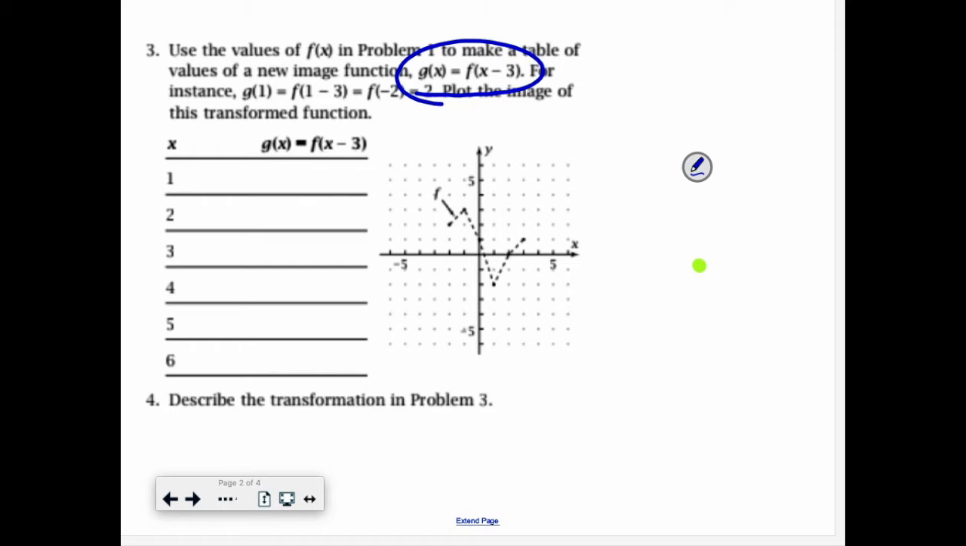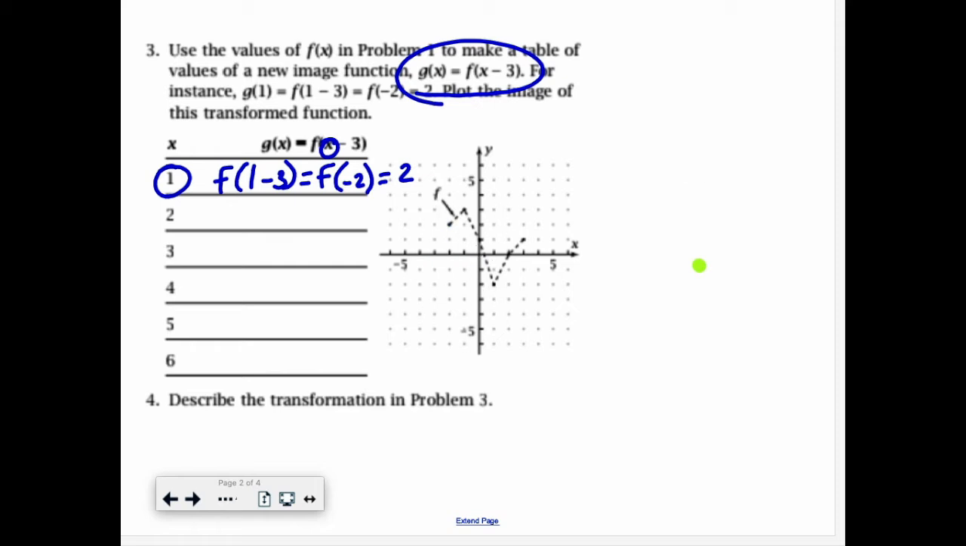For this first one, I'm going to use the 1. I'm going to plug it in for x, and I'm going to find f of some number. Then I'm going to use this graph to find out what f of that number is. So this is going to be f of 1 minus 3. That's f of negative 2. Well, f of negative 2, I go to negative 2, I go up to the point, that's equal to positive 2.